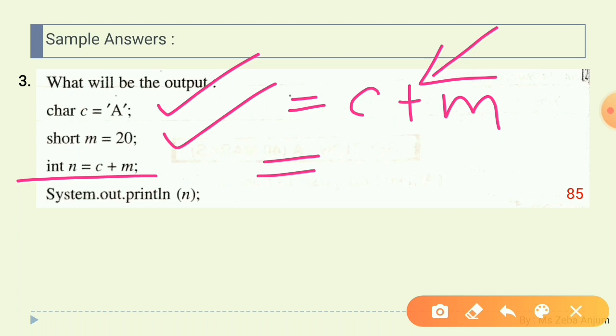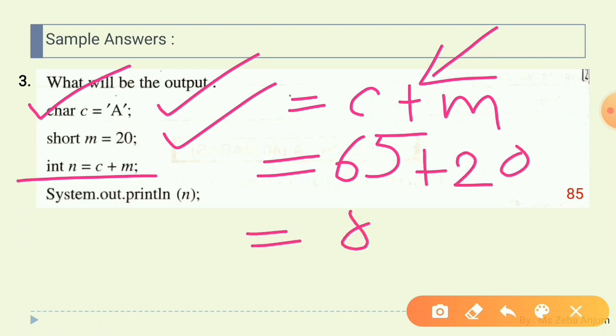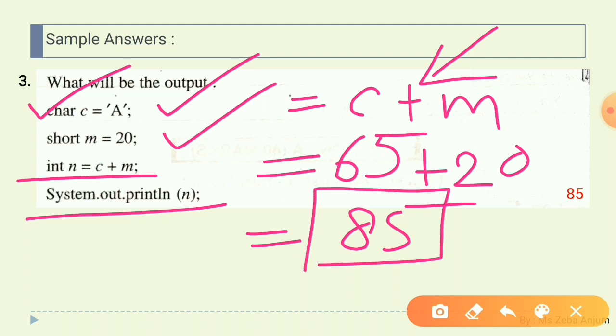So again I have told you, whenever we are going to perform addition operation on your character, then implicitly it is being typecasted into your integer and it is going to give you an appropriate ASCII value. So the ASCII value of capital A is 65 and the value of M is 20. So the addition is going to give you 85, and hence through this line system.out.println n, we are going to print out the value of n, that is your 85. Hence 85 is the answer for this question.